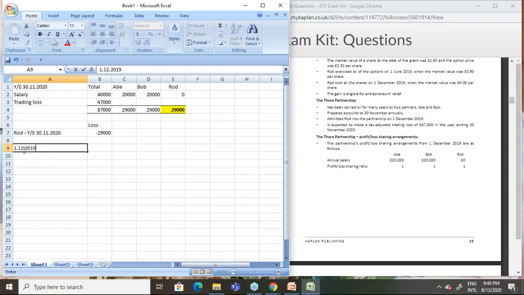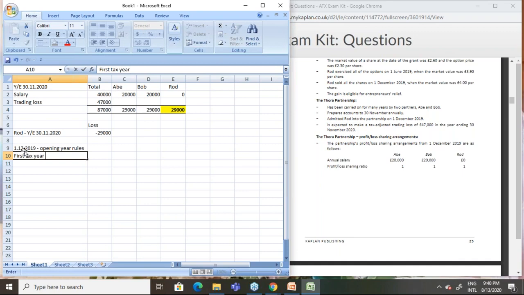He joined the business on the 1st of December 2019. For him, it's a new business. Therefore, you need to apply the opening year rules here. Accordingly, the first thing that you need to do is identify the first tax year. How do you identify the first tax year? By looking at the date of commencement.